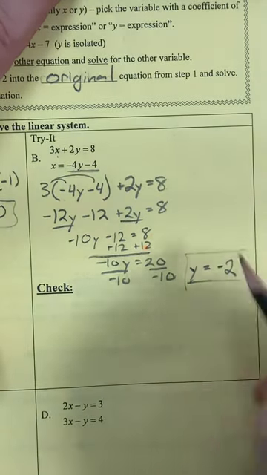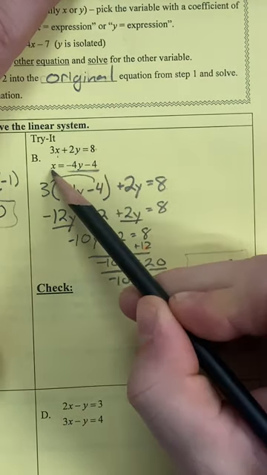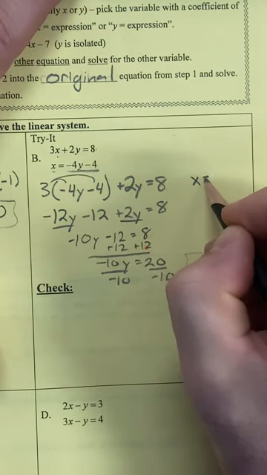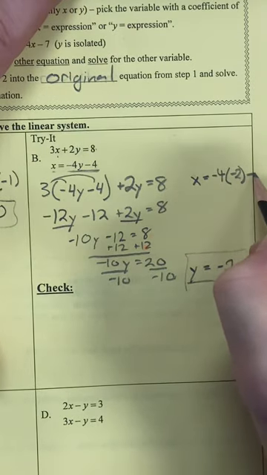Once I have my y value, I can replace y into either equation. Since this one is already solved for x, that one's going to be a little bit easier, but either equation would work. x equals negative 4 times y, which is negative 2, minus 4.